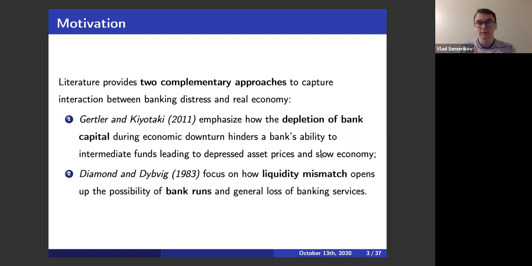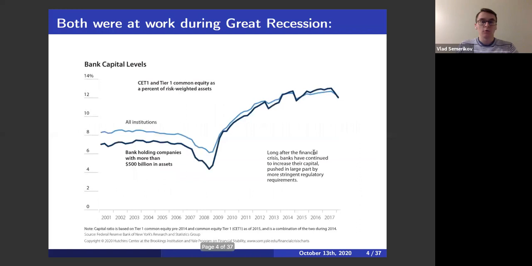And the second approach is based on the very classic paper by Diamond and Dybvig, which focuses on how liquidity mismatch on the bank's balance sheet opens up the possibility of a bank run and generally to losses in the economy. Well, it seems like during the Great Recession in 2008, both mechanisms were in place.